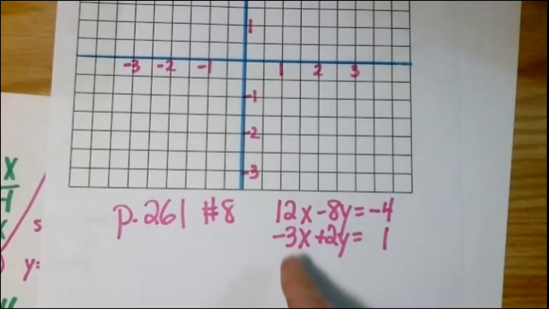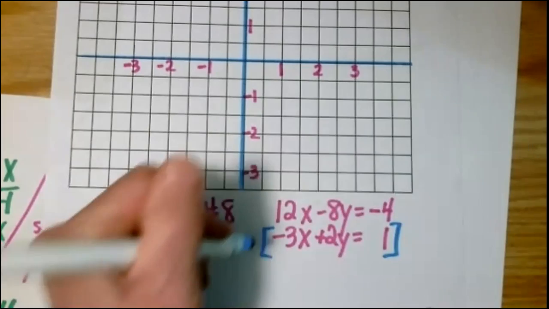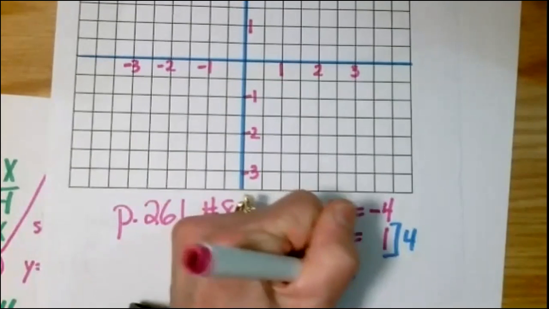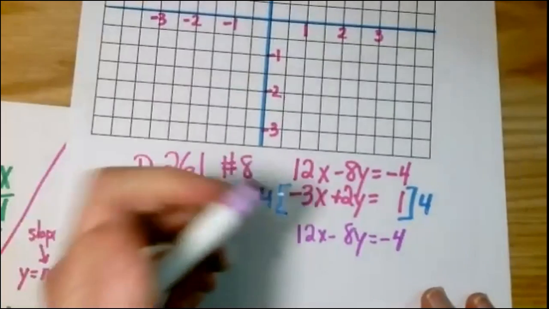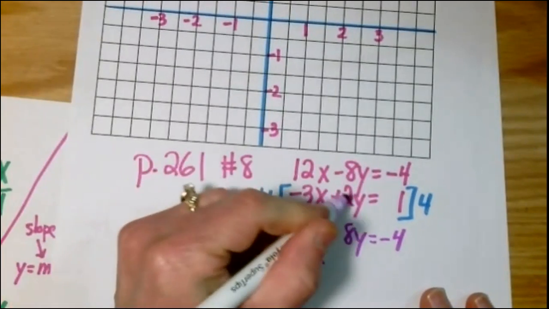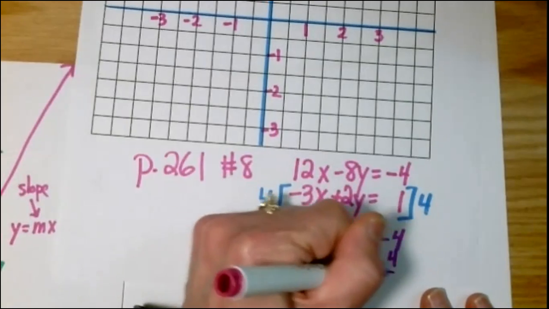So what number can I multiply one of these equations by to get rid of one of the coefficient variables? Exactly. I could multiply the second one times positive 4. So if I do that, I'll leave the first one the same. I'll get 12x minus 8y equals negative 4. And the second equation that I will then get is negative 3 times 4, negative 12x, 4 times 2, 8y, 4 times 1, 4.